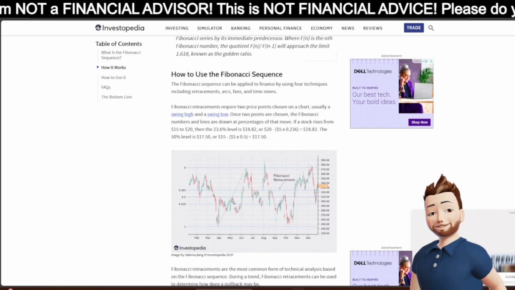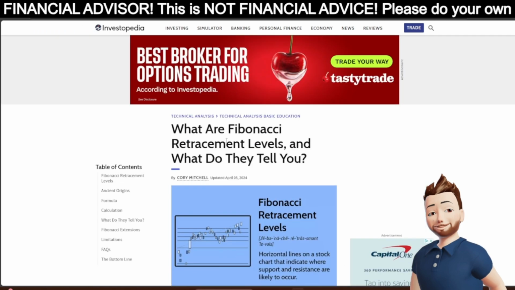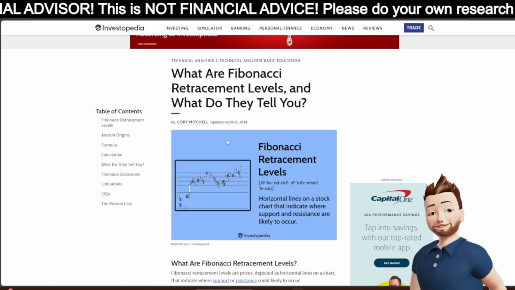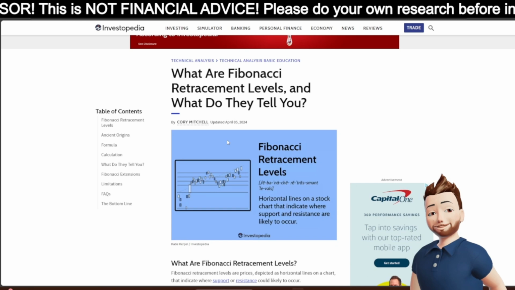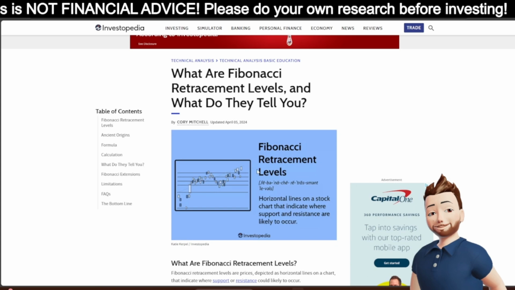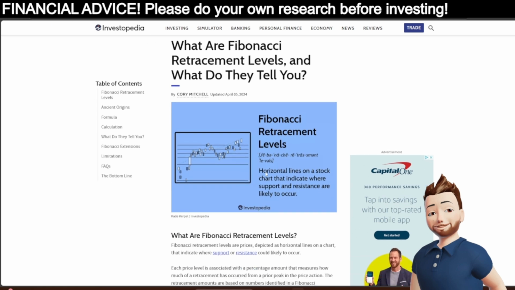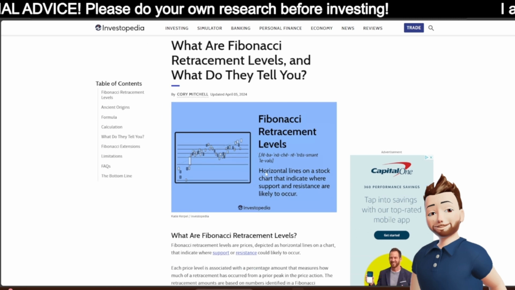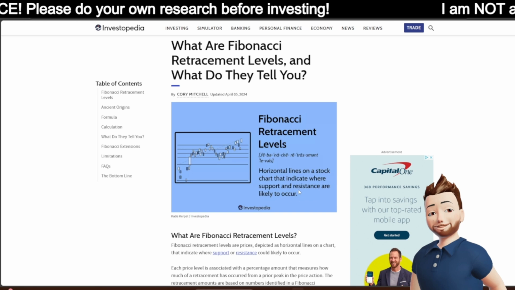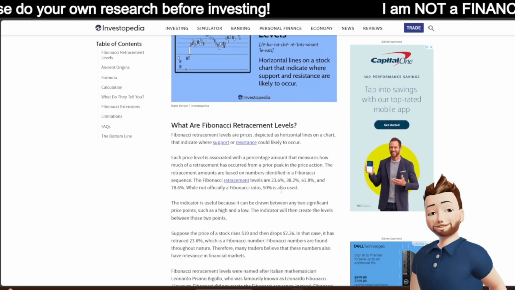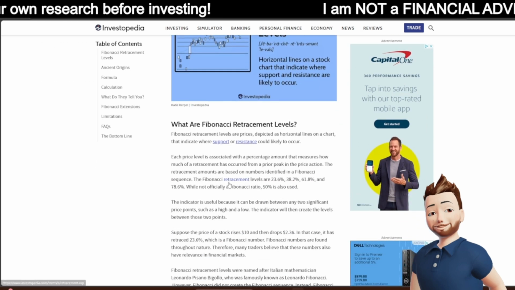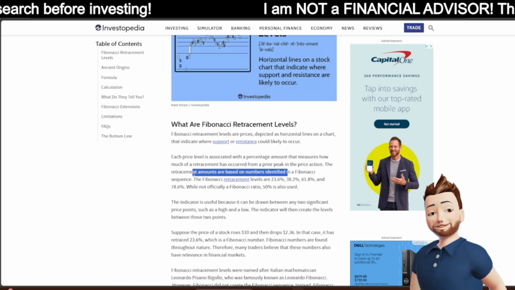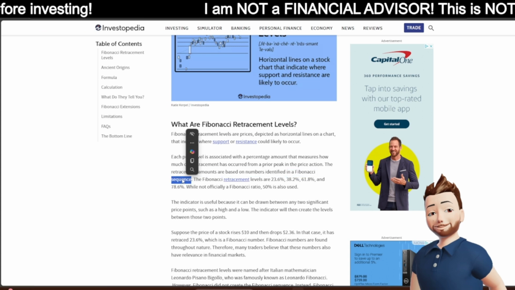And now you're wondering, how does this apply to the stock market? Well, what I use in my ChatGPT challenge is the Fibonacci retracement levels. Now, what does that mean and how can I use it? The Fibonacci retracement levels, as one definition puts it, just say you have some support and some resistance levels. The retracement amounts are based on numbers identified in a Fibonacci sequence, so kind of bringing back the idea there.